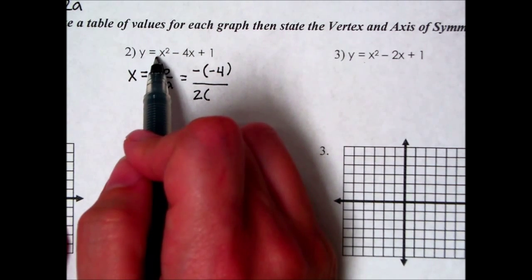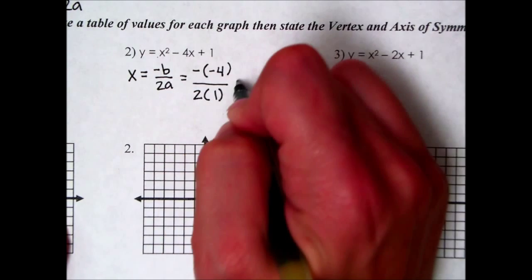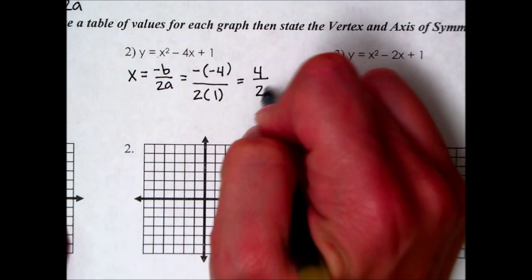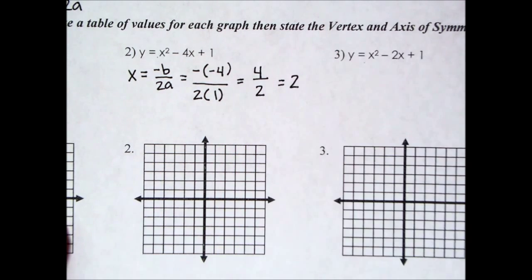A is here, the invisible 1. So now I have negative, negative, which is positive 4. Then 2 times 1 is 2. So 4 divided by 2 is 2. So the x value of my vertex is 2.